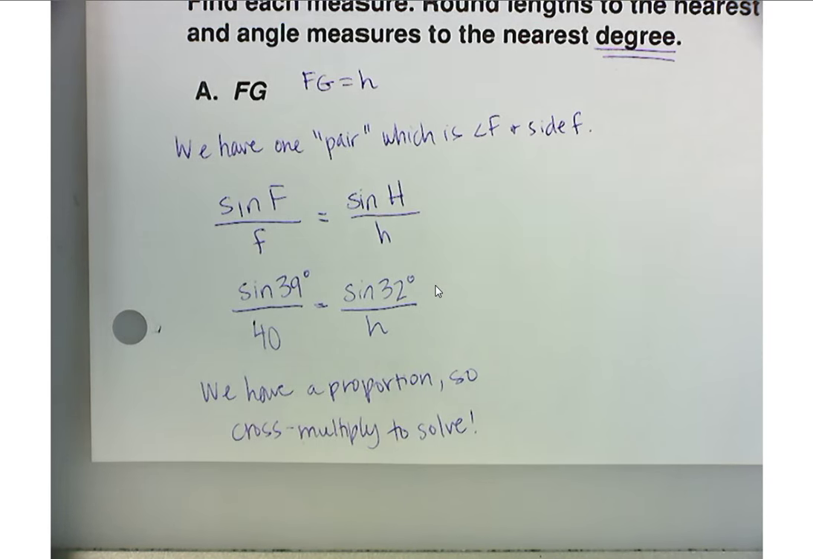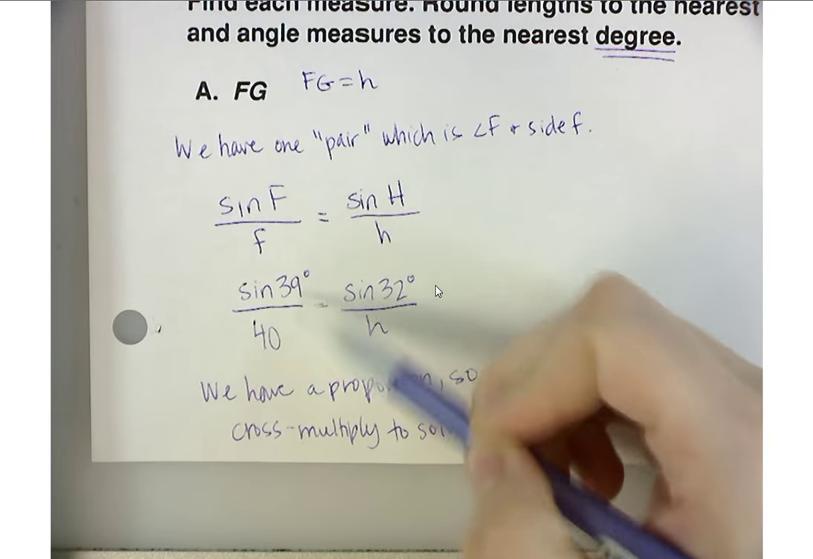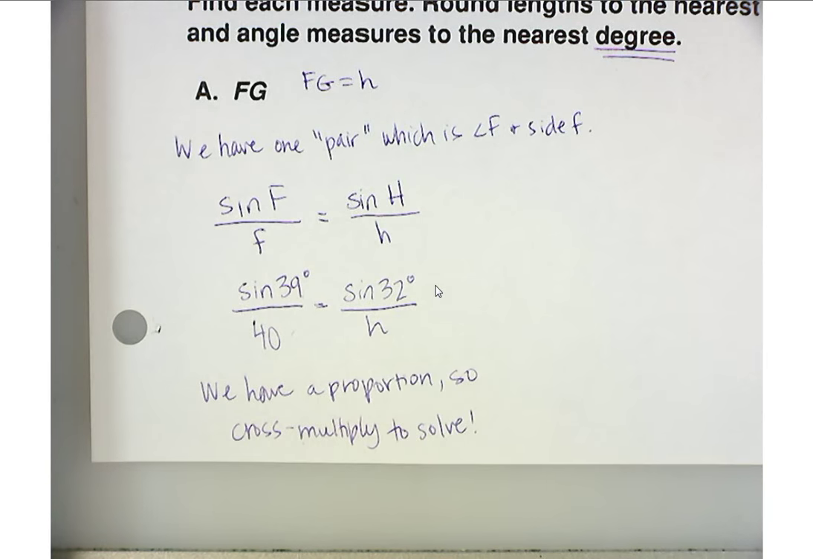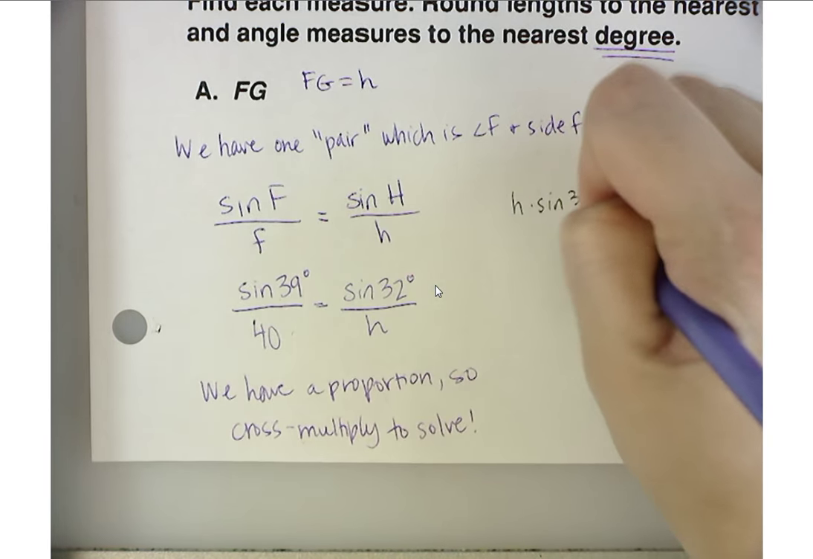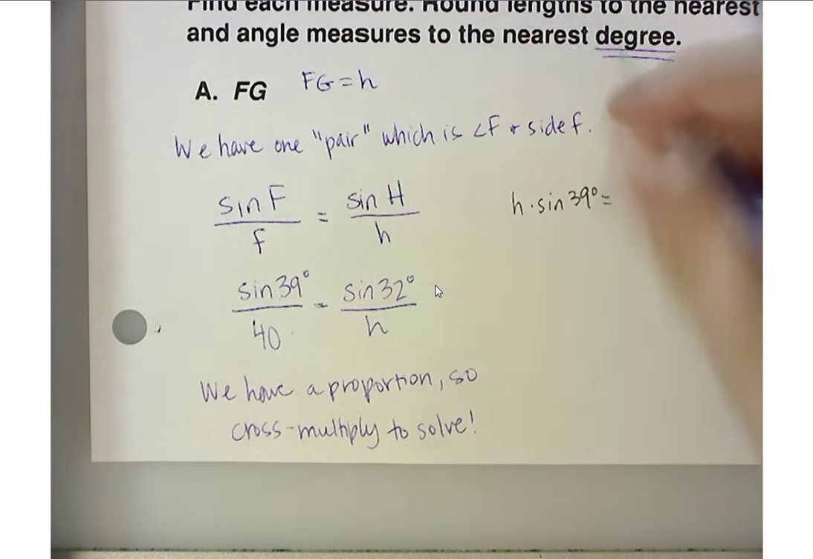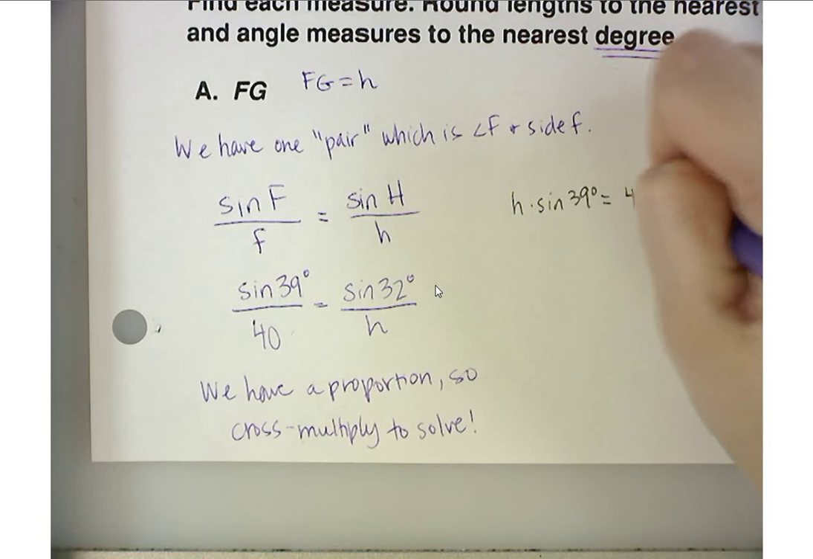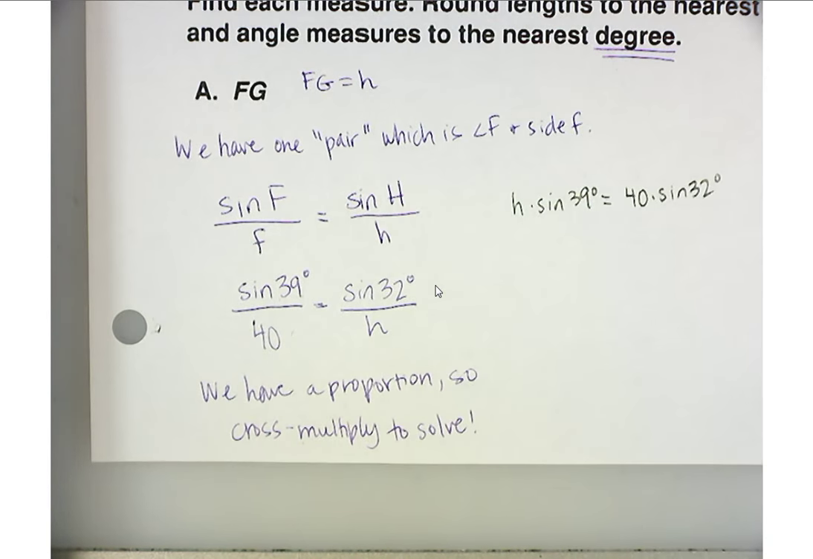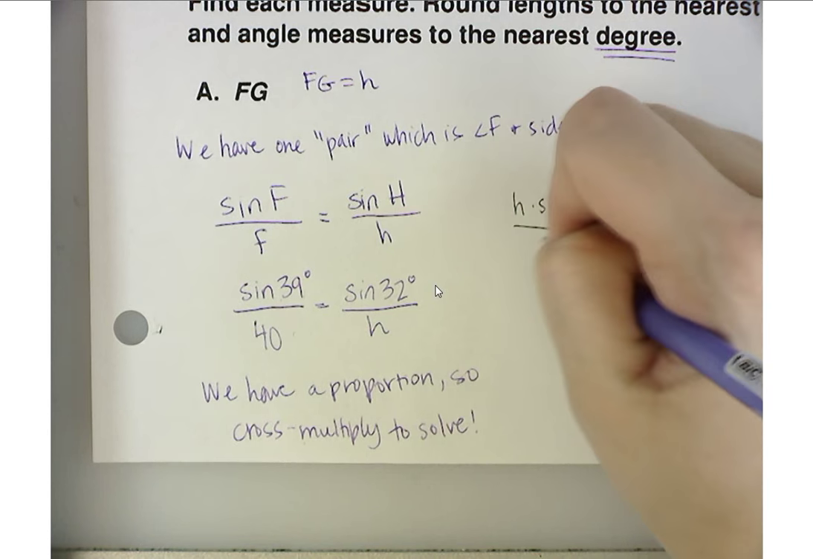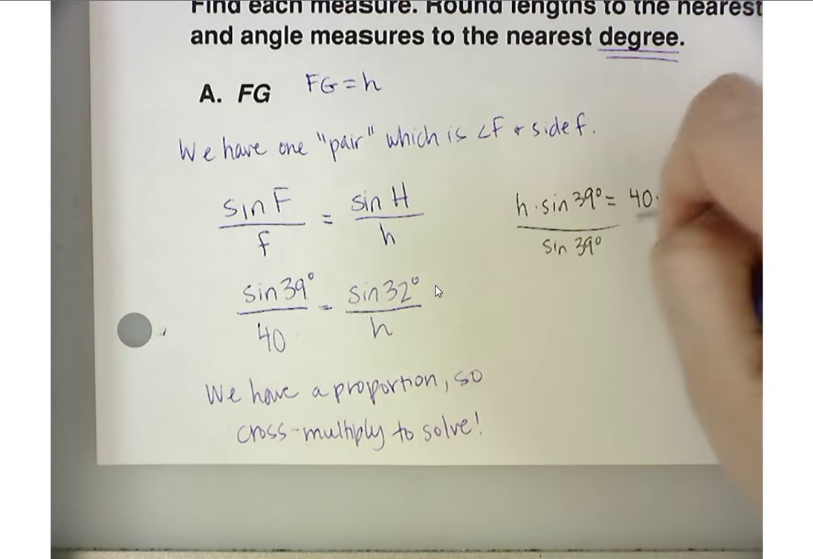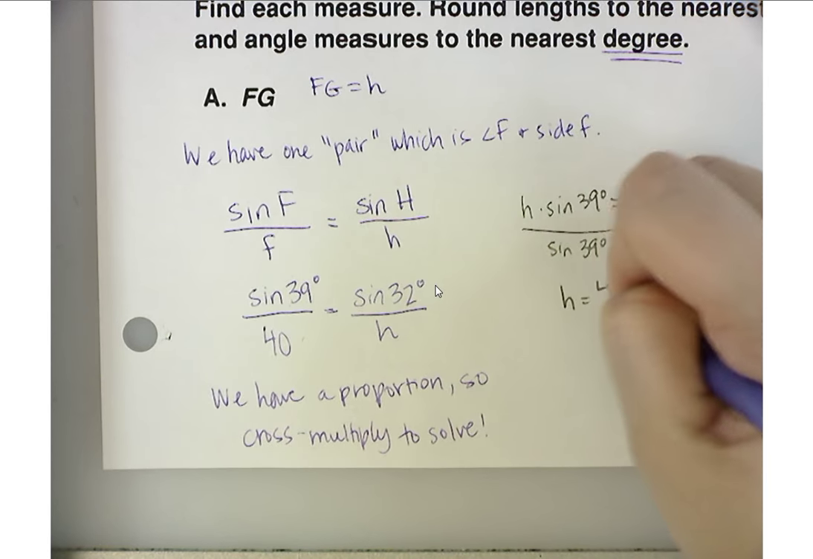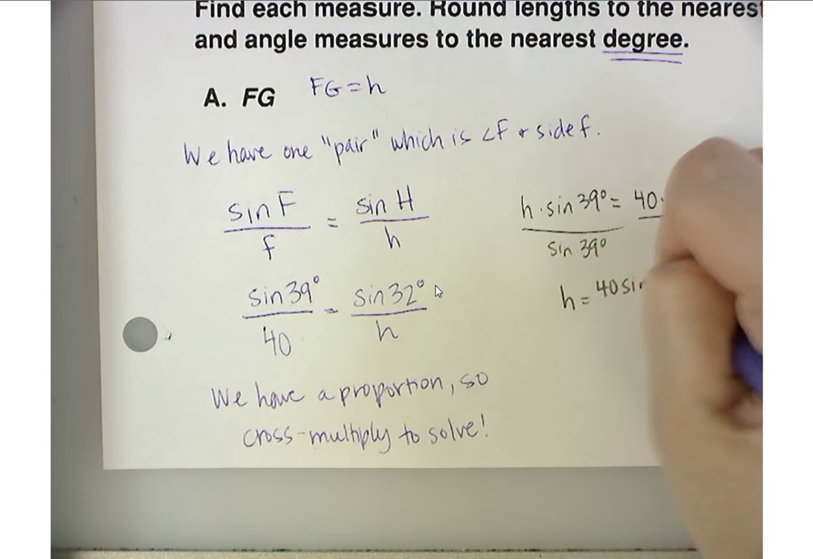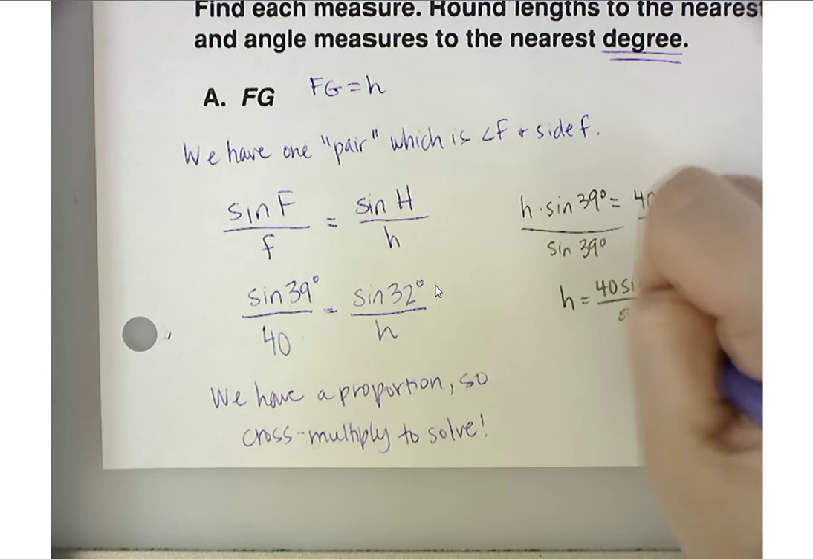Okay, so you're always going to want to have an angle and a side so that you can figure out what that is. So when you do cross multiplying, you can do h times the sine of 39 degrees, and that would equal 40 times the sine of 32 degrees, and then you're just going to divide both sides by the sine of 39. Okay, so h is going to be 40 times the sine of 32 divided by the sine of 39.